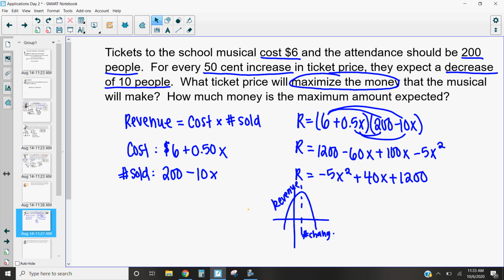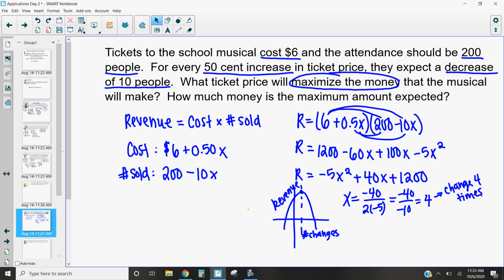So I want to figure out how many times should I increase my cost or change the cost, and how will that affect my revenue? And the way we can figure that out is, notice it's a quadratic. So just like we did in those other optimization problems, we want to find that maximum. And we can do that by doing our negative b over 2a. And as we do negative b over 2a here, we're going to get negative 40 over negative 10, or 4. So what this 4 tells us is I need to change 4 times to get that maximum revenue.